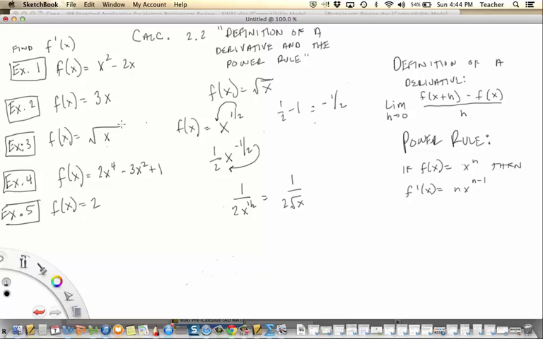Now again, tomorrow we're going to look at the graphs of these, and I'm going to go more in depth about what it means to find the derivative of something. So I think that's a very important thing. It's one thing to just be able to plug in numbers and find out what it is, but another to actually know what a derivative is.